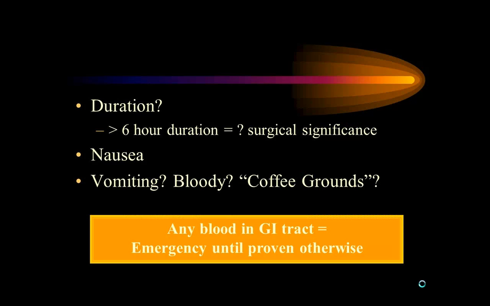Other things to ask about: duration, nausea, vomiting, coffee. Okay, so coffee ground emesis is what? Okay, so from there, hematochezia. What's the term hematochezia? Or melena. So hematochezia is bright red blood from the rectum, okay, or melena is black, tarry stools.